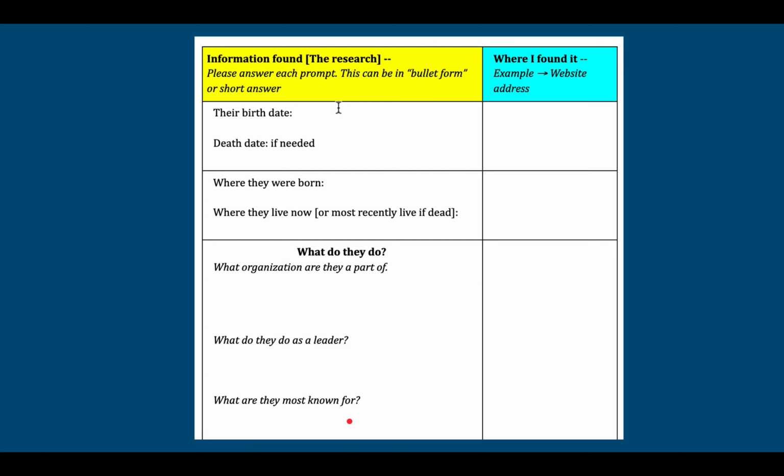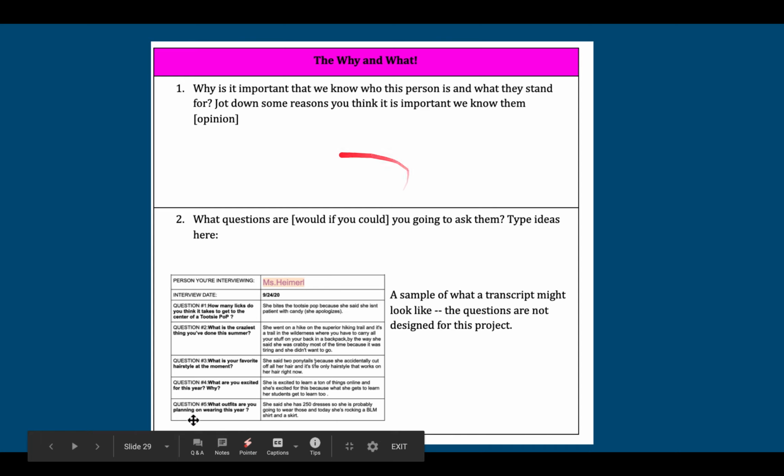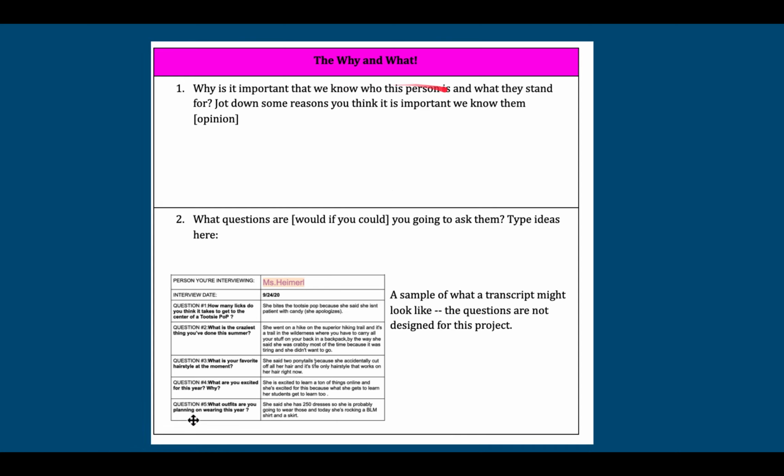Right. So if we're thinking of Ella Baker, she had a ton of different stuff that she was known for, but what is that most important piece? Right. What does everyone know about her? Okay, and then you'll do the why is this important that we know this person and what they stand for, and you're going to jot reasons why you think this person is important. And this is your opinion, right? We are valued from what we think, and so just tell us why you think we need to know this person. And then this is what questions are they? So you're going to type these questions here.